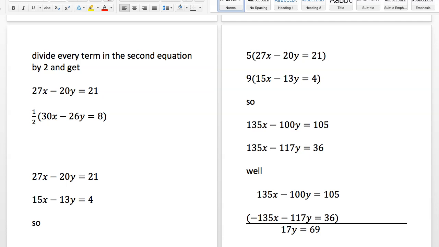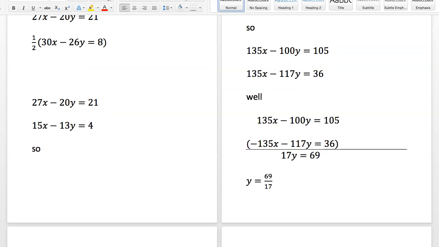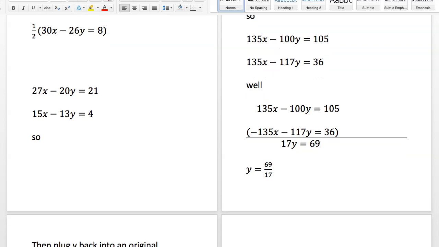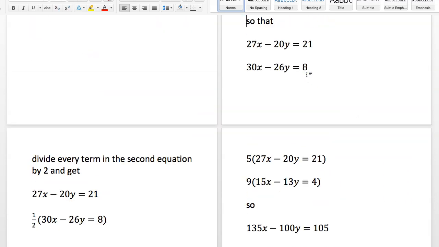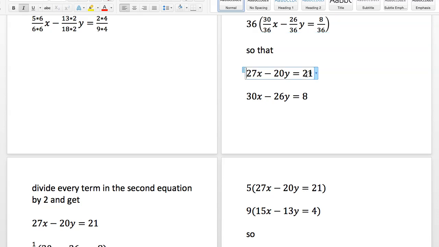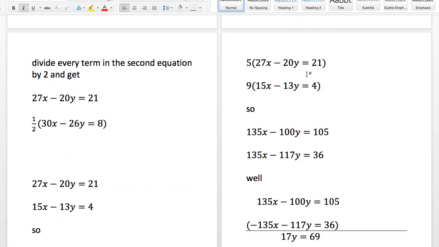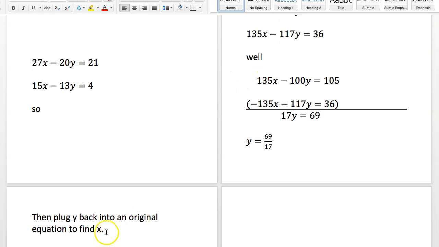Now you just plug y back in. Then plug y back into an original equation to find x. Wow, yeah, what a rush. I'll be honest. No, not an original, because no. Plug y back into a... How about we don't? How about we do a non-original equation with integers? Because the originals are nasty with fractions.